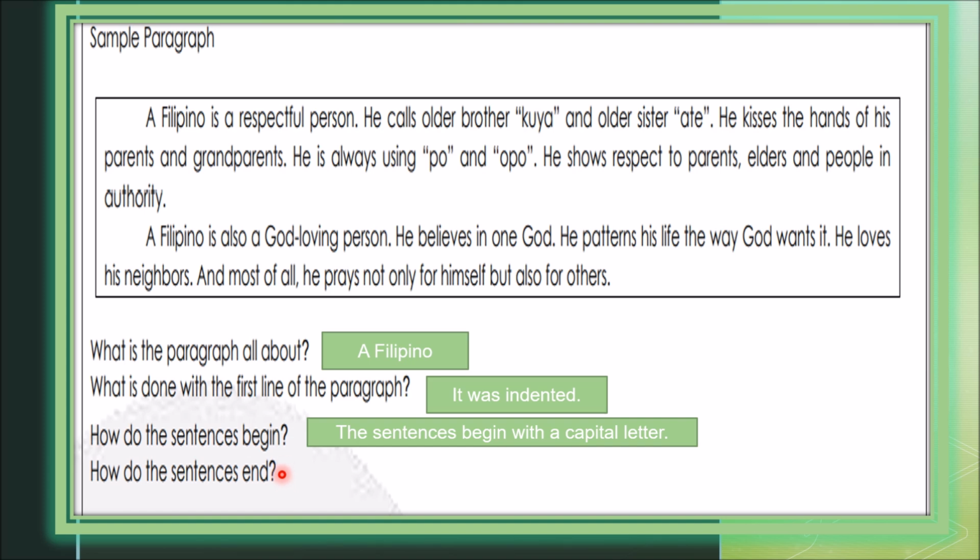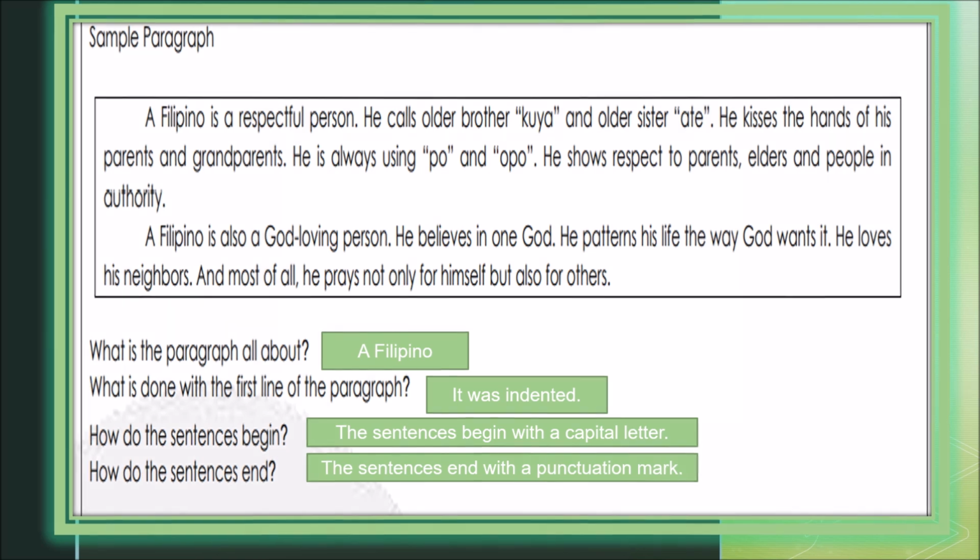Then how do the sentences end? Paano ito nagtatapos? Okay, the sentences end with a punctuation mark. Ano yung mga punctuation mark? Period. Diba? Tapos, pag may kasunod pa, comma. Pag may karugtong, may comma. So, these are the punctuation marks: the comma, period, exclamation point. Kapag nagtatanong, question mark. Kapag matinding damdamin, exclamation point. Kapag tuldok, nag-statement lang siya. Okay, ganun yun, kids. Maliwanag po? Okay, good.